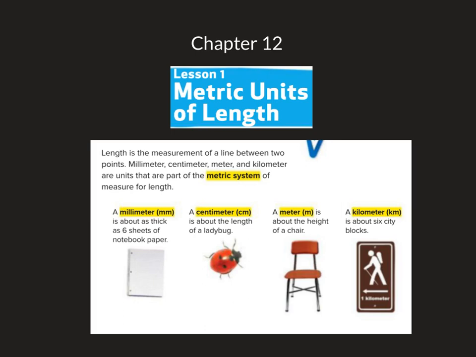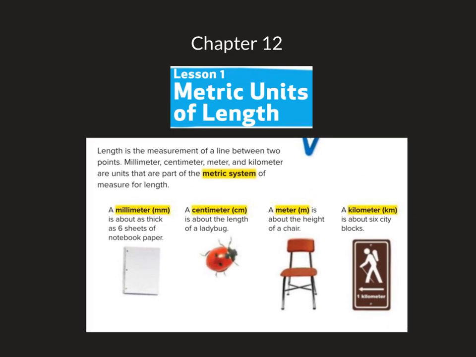So a millimeter is about 6 sheets of notebook paper. On your ruler, it's those tiny little baby lines on the centimeter side. In each centimeter, there are 10 millimeters. It's about the thickness of a dime. If you got a dime out, that might even be too thick. But it's very small. Okay?